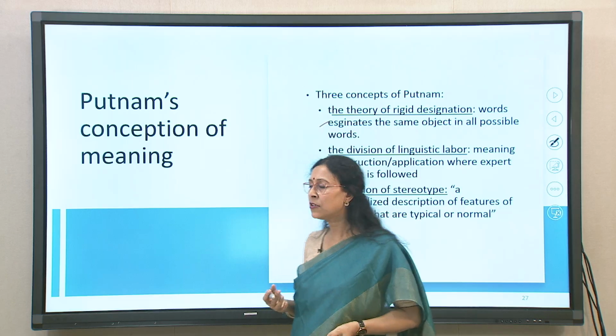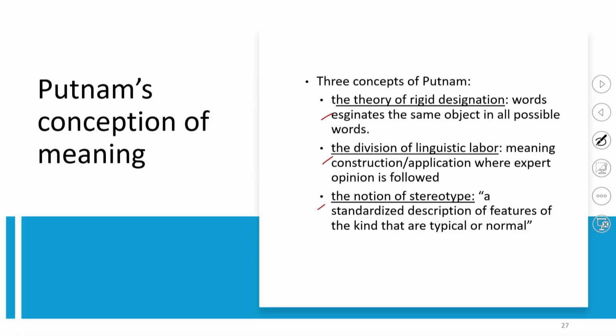On the other hand, division of linguistic labor refers to meaning construction application where expert opinion is followed. So, I might not be an expert in understanding something. So, I follow the opinion given by an expert while generating or using the meaning of a word. And then comes the notion of stereotypes, standardized description of features of the kind that are typical or normal.